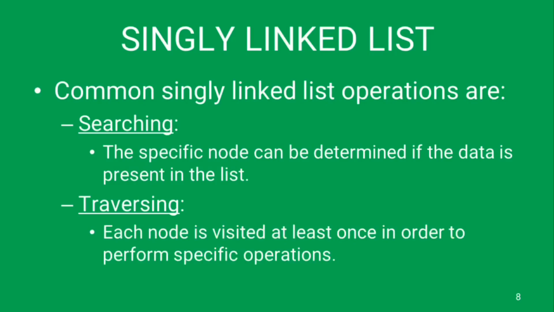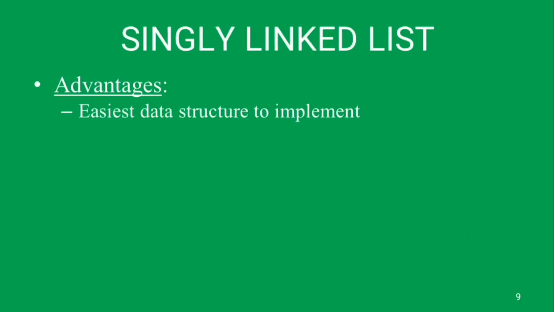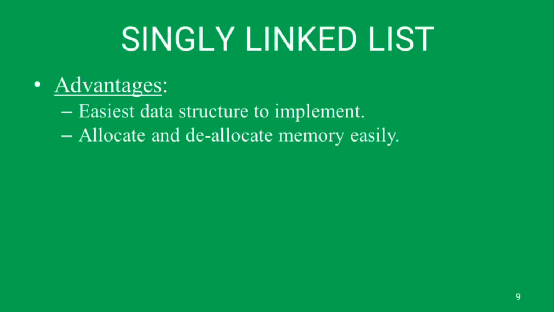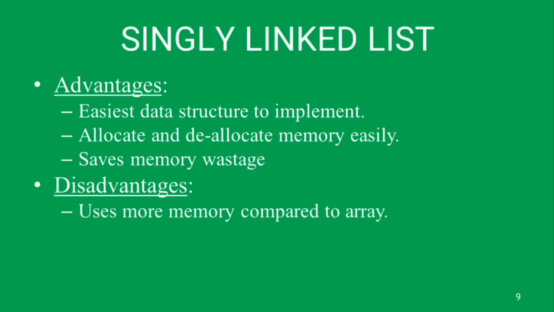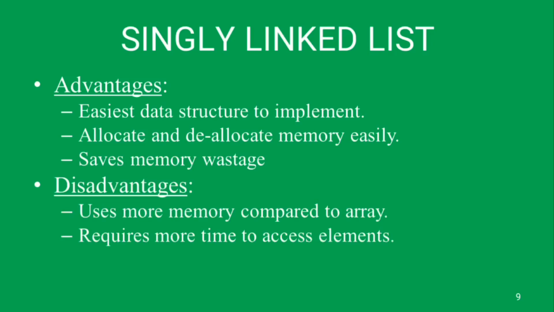Now we'll learn about the advantages and disadvantages of single linked list. First, the advantages. Alright, so it is one of the easiest data structures to implement. Second advantage is that the allocation and deallocation of memory is done very easily. And the final advantage is that it saves memory wastage. Okay, now what about the disadvantages? First one is it uses more memory compared to an array. Second disadvantage is that it requires more time to access elements because it has to go through each and every element no matter what if you want to search for an element. And finally, the reverse traversing is not possible.